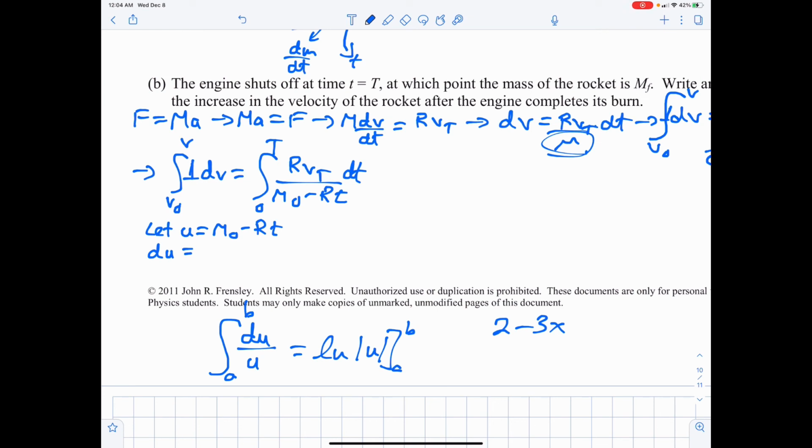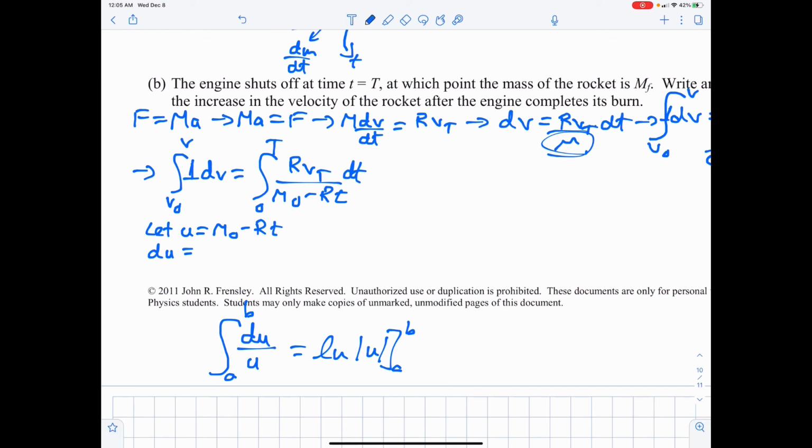Now, if you're doing chain rule, which is what you're doing when you're deriving u with respect to t, let's say I was taking the derivative of this with respect to u, then the derivative of 2 would be 0. The derivative of 3x would be negative 3 du, the derivative of u. So we're going to do the exact same thing.